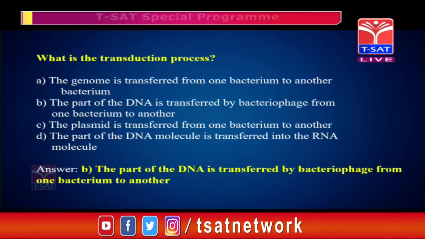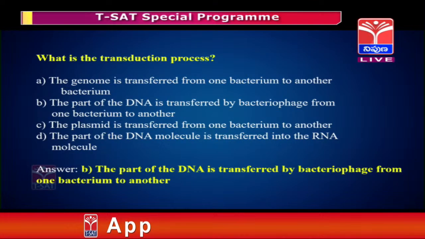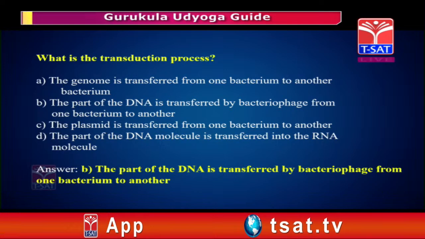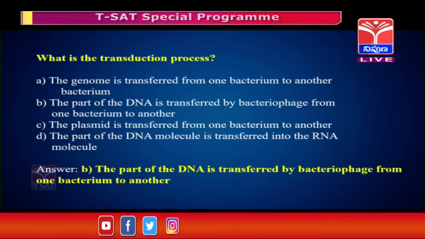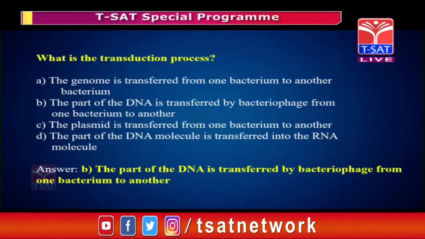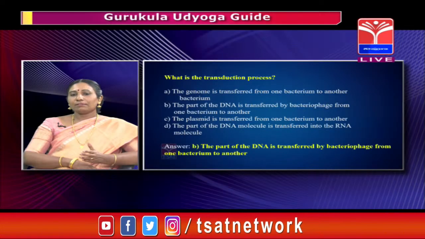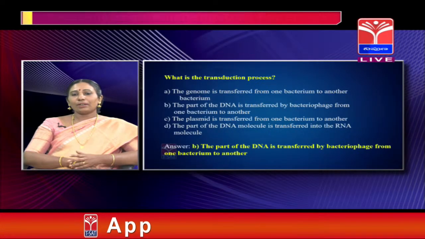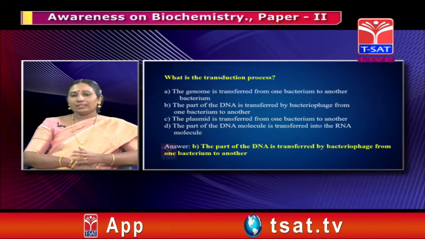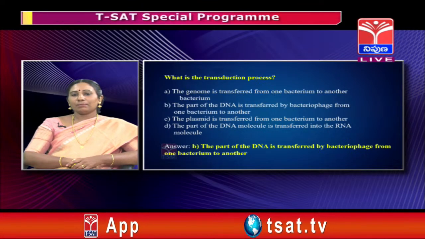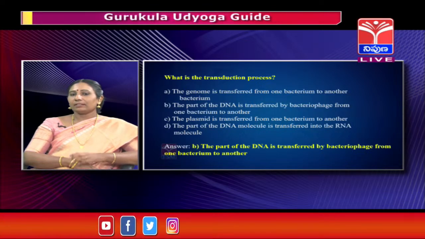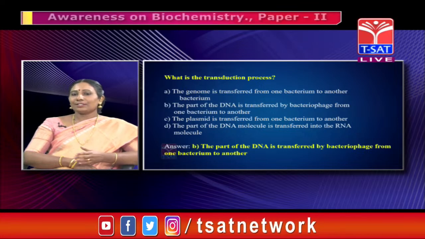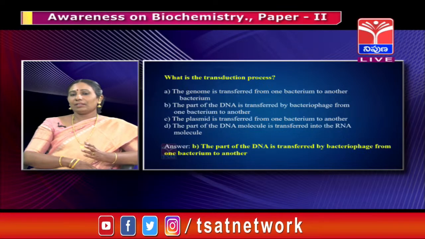So moving on to the type of questions that can come from this particular unit, here you see what is a transduction process. This is a part of the gene transfer mechanism seen in bacteria. Here the genome is transferred from one bacterium to another. Is the part of the DNA transferred by a bacteriophage from one bacterium to another? Is it a plasmid which is transferred? There are 3 different types of gene transfer mechanisms: transduction, conjugation and transformation. These are the 3 areas where the questions can come up.